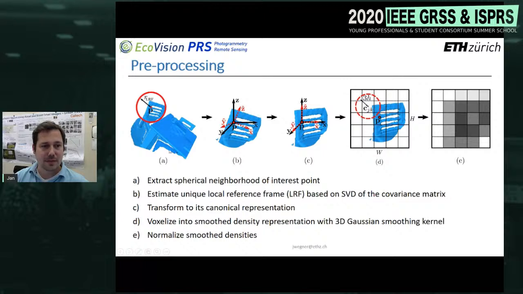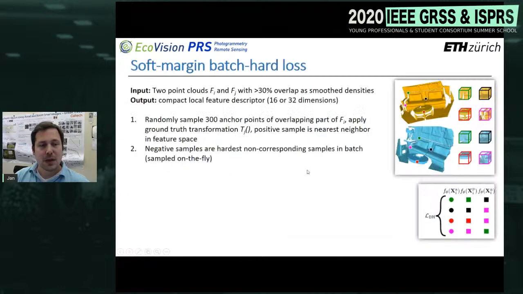So what we do is first, when the raw point cloud comes in, we extract a spherical neighborhood around each interest point. Then we estimate a unique local reference frame based on a singular value decomposition of the covariance matrix, which is pretty standard. Then we transform it to its canonical representation. And then we voxelize it into smooth density representations with the 3D Gaussian smoothing curve. And then we basically normalize the smooth densities. And then another trick, probably good engineering, is that we use a so-called soft margin batch hard loss.